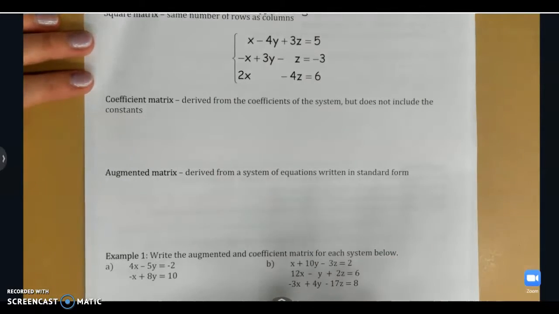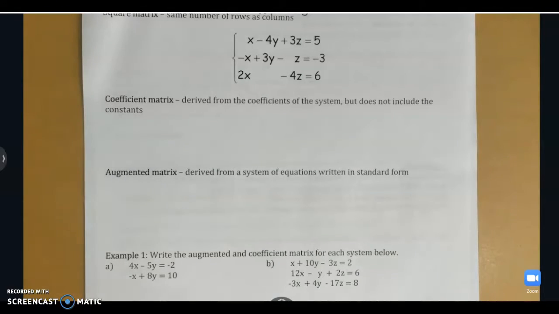So let's practice writing some matrices, that's the plural of matrix, and we get the values, the entries that go inside, from the coefficients and the constants of our equations. So the first one we're going to look at is called a coefficient matrix, and this one is just from the coefficients of the system but does not include the constants.